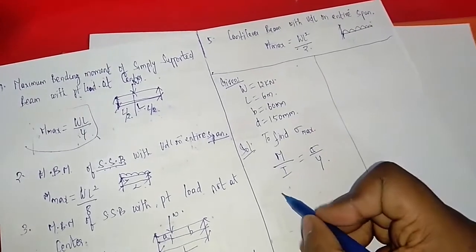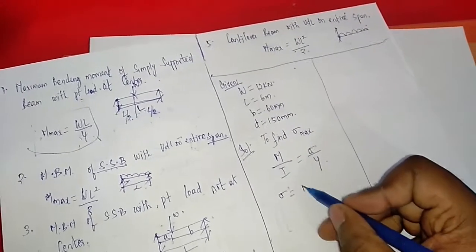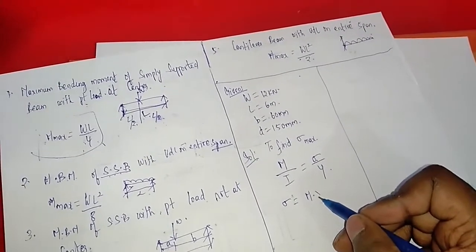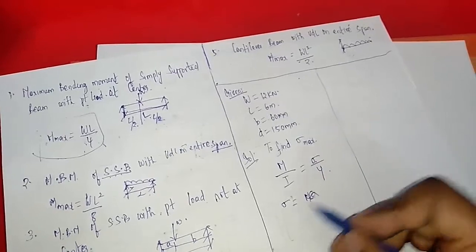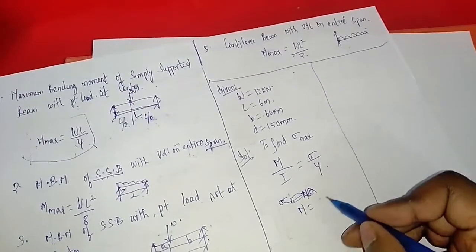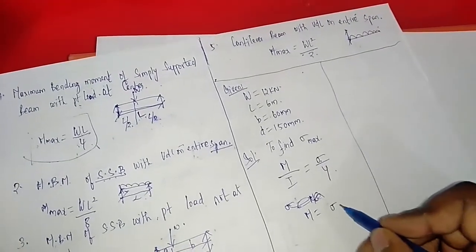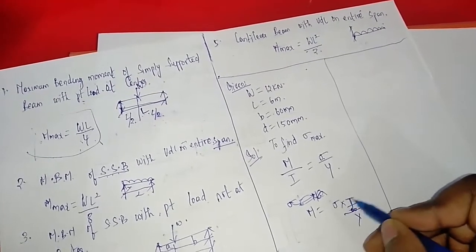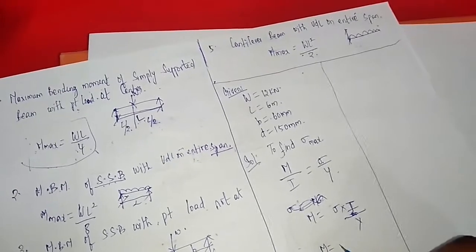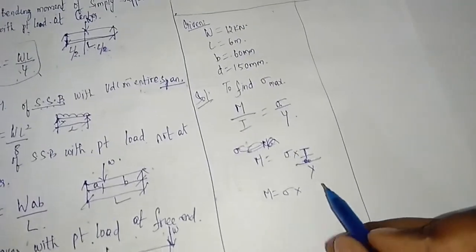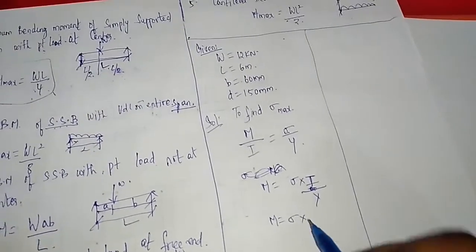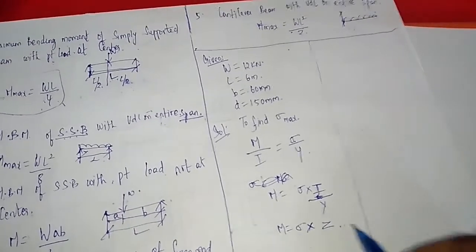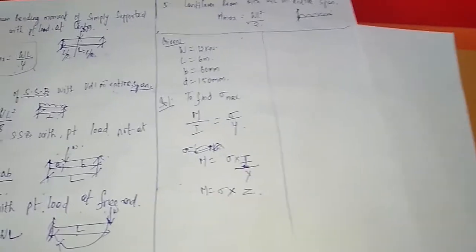So stress is equal to, first keep the M here. M is equal to sigma into I by Y. You all know, right? So M is equal to sigma into I by Y. I by Y is nothing but modulus of section Z. You already know that formula. So modulus of section Z is equal to I by Y.